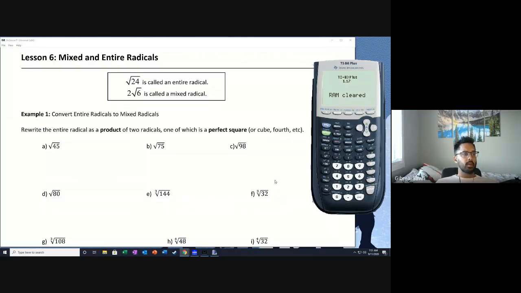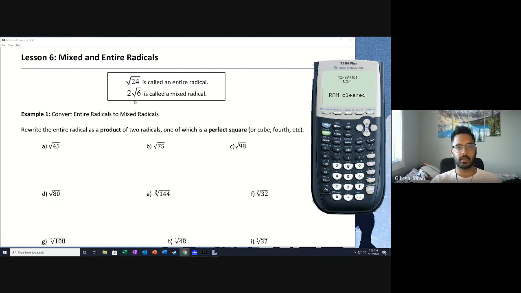Okay, everyone, we're going to do our sixth lesson in this unit and the last one in this unit, all about mixed and entire radicals. So we started talking last time about irrational numbers and all those number systems and how we could write a number from exponential form into a radical format. But now we got to talk about what happens if there's different forms of radicals. And then we can convert back and forth between the two.